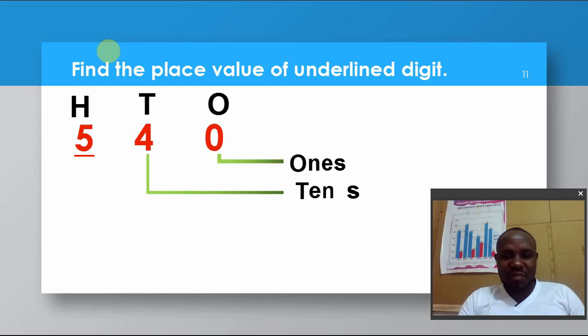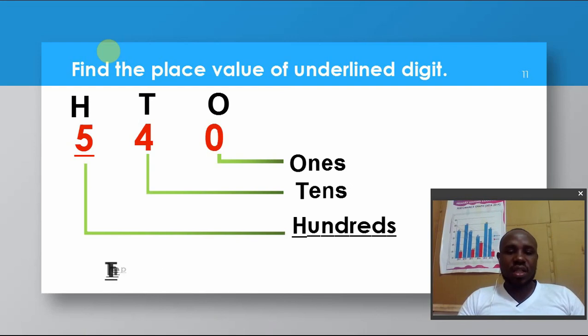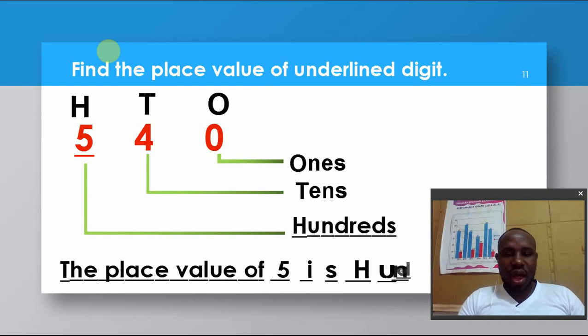Who can give me the last one? Write the answers in the chat. I'm seeing it coming. Already someone has answered. Teacher, the place value of 5 is that. Let me write it here and we spell it together. Hundreds. Therefore, the place value of 5 is hundreds.